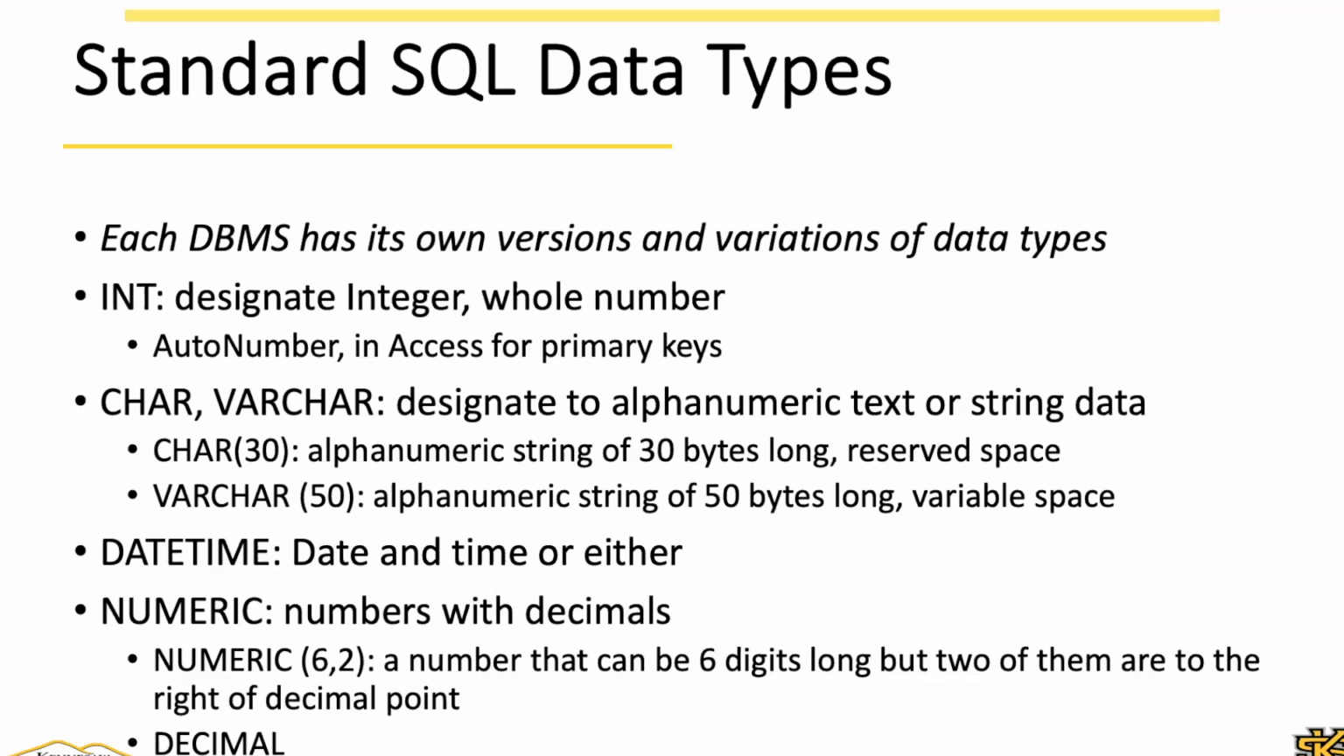Date time is reserved for representing dates and time. And the last one, numeric, is used for numbers with decimals rather than whole numbers. In some DBMS systems, you can also use decimal to specify exact decimal numbers. Again, remember that different DBMS systems may have slight variations in how they handle these data types. So it is important to refer to the documentation for the systems you are using.